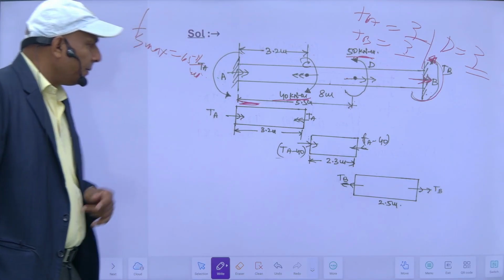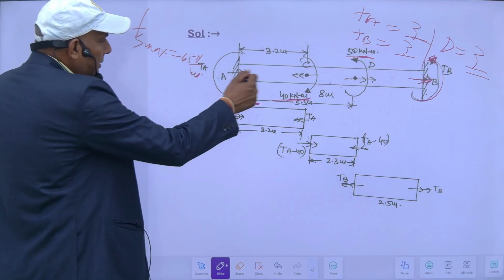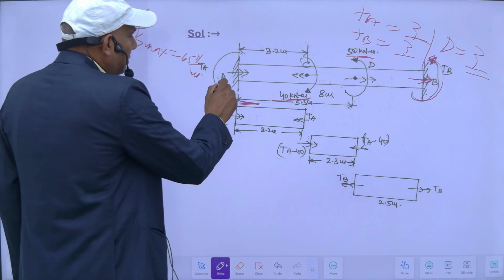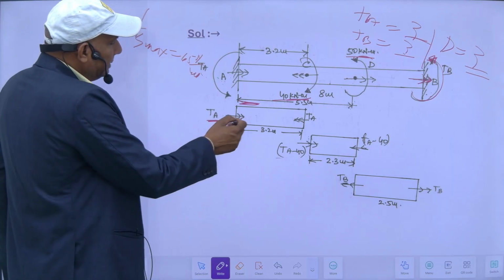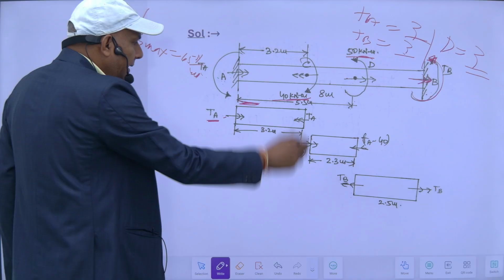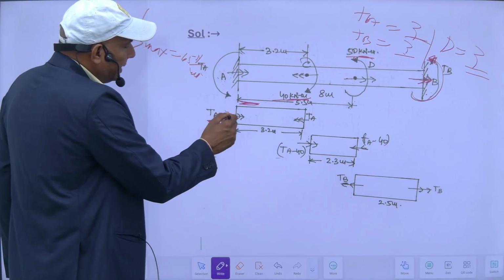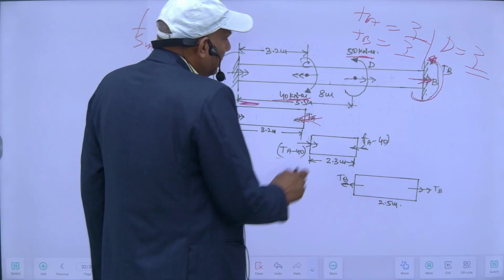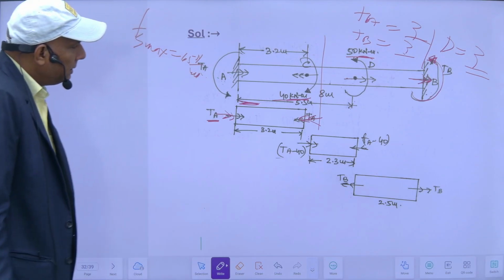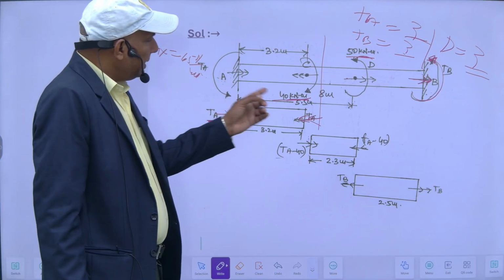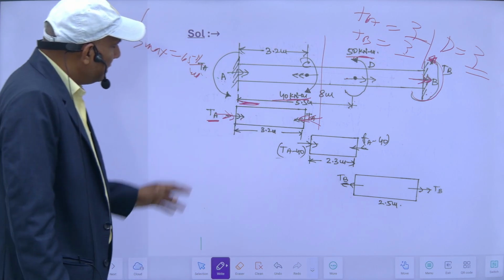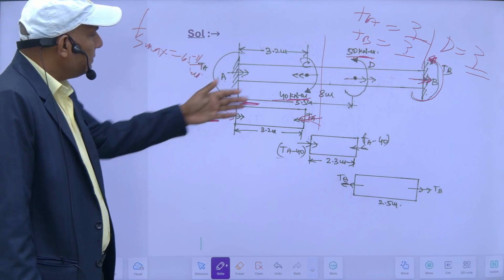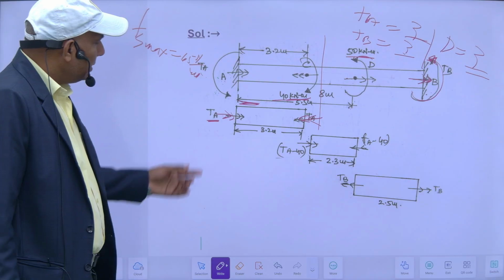So let's draw the free body diagram. For the AB portion, this will be like this. So this is TA, torque at A, and it is acting in this way. So this same will be here in opposite. Now at this end, it will be equal to this TA minus 40. Suppose the value of TA is more. Suppose it is 50. It is 40 here. So it means it is 10 extra.